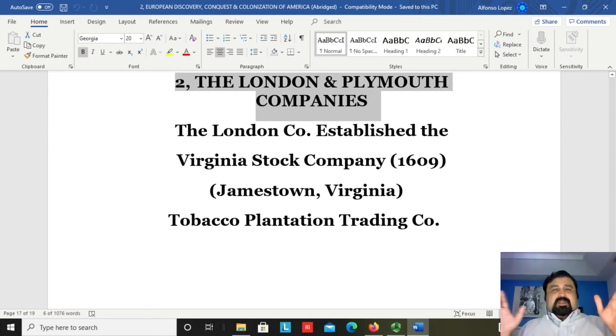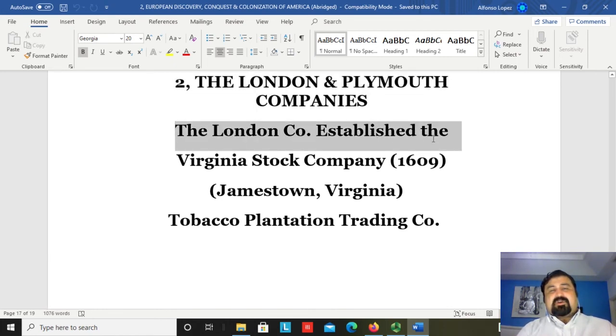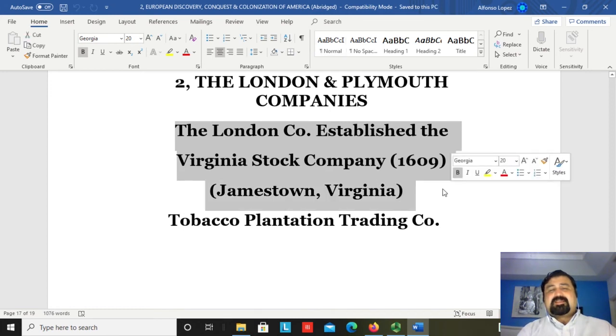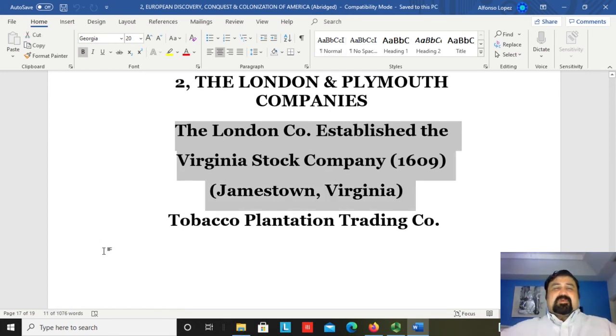So there's two. And they both receive legal charters from the English monarch to come to North America to establish a commercial enterprise, and a trading outpost, that is to say. The London Company received a charter to create a company in North America that will be called the Virginia Stock Company in 1609. Okay, so the London merchants that created the London Company created this little company in North America called the Virginia Stock Company that will be used to grow tobacco.